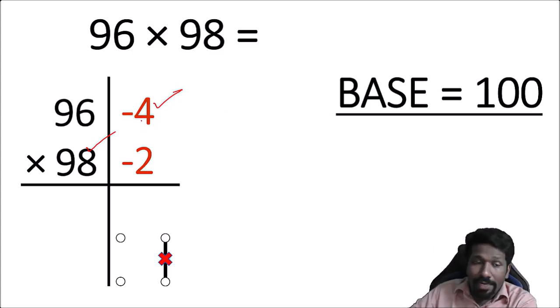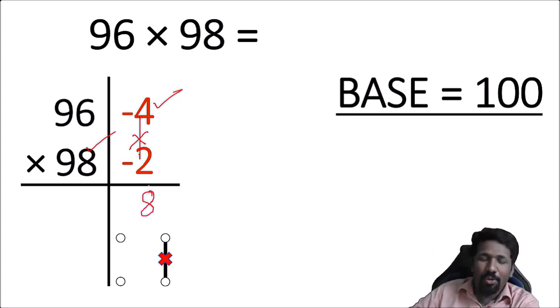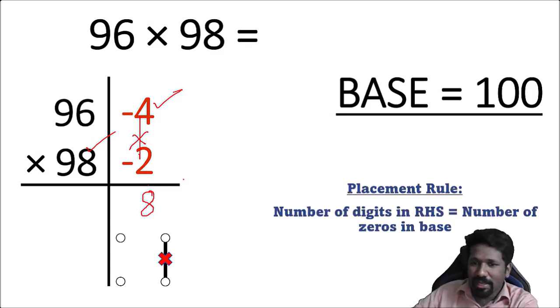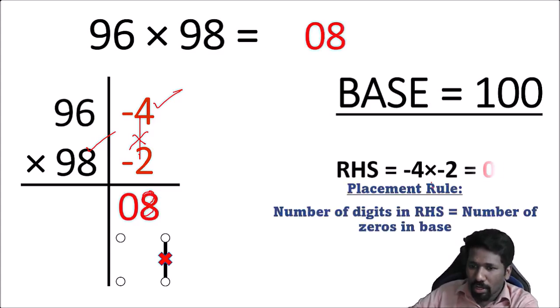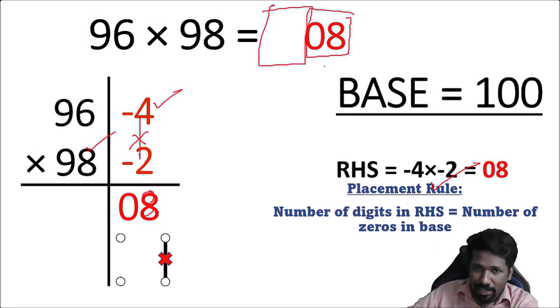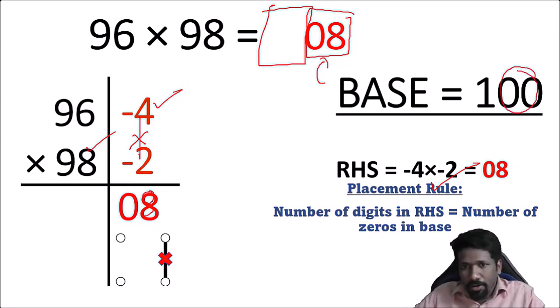Now, what did I tell you? Vertical multiplication. Minus 4 times minus 2, you will get 8. But here you cannot write 8, because there is something called the placement rule. Read this carefully. I told you there is a right hand side for the answer and a left hand side for the answer. The number of digits in the right hand side should always be equal to the number of zeros in the base.